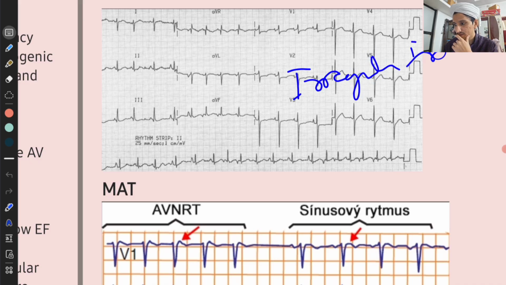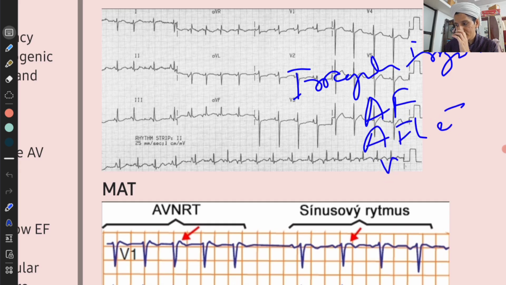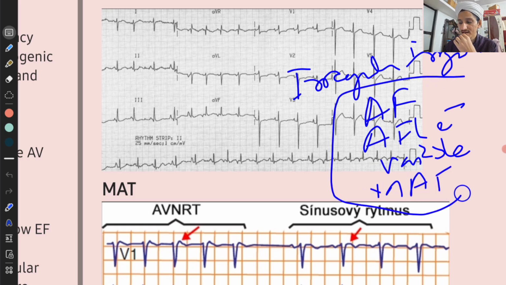Irregular rhythm, so what can the possibilities be? It can be atrial fibrillation, or atrial flutter with variable conduction of the AV node, or it can be multifocal atrial tachycardia. These three are the possibilities. Remember, whenever there is an irregularly irregular interval with narrow complex tachycardia, there are three possibilities: AF, or AFL with variable conduction, or multifocal atrial tachycardia. Now you see the P waves here.